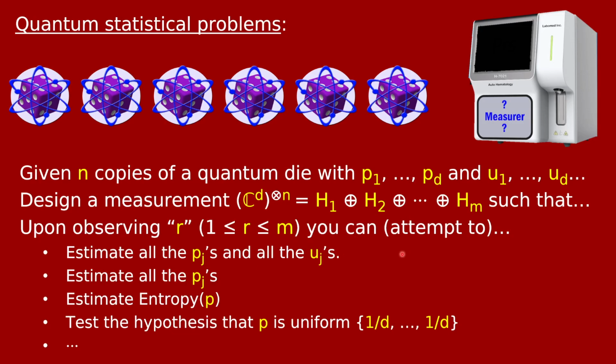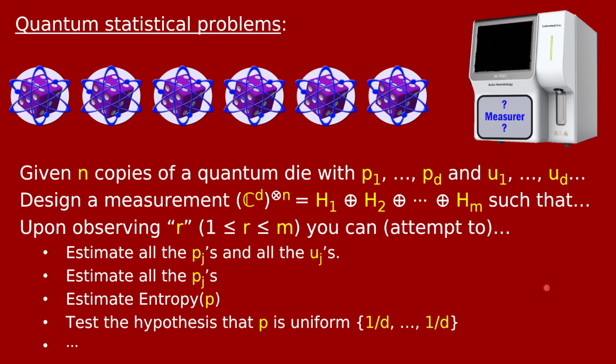But you don't necessarily have to do it all. You might just be interested in estimating the p's, and perhaps you don't care about the u's per se. You might be trying to estimate the entropy of this probability distribution, which is the von Neumann entropy of the state, as it's called. Or test the hypothesis that P is the uniform distribution. There are many, many things you could be trying to learn about this quantum state.